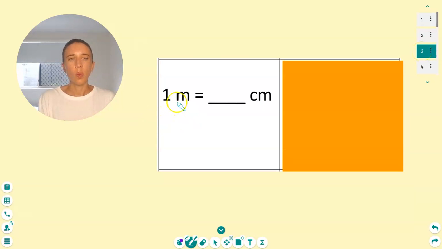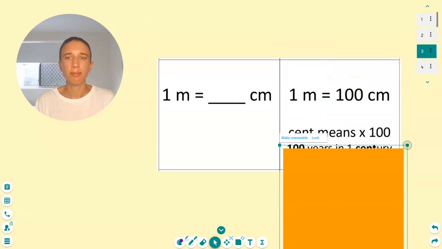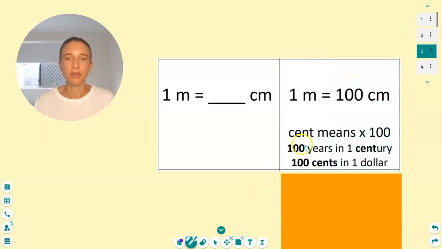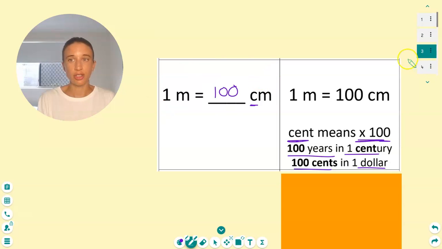This one, 1 meter is how many centimeters? Can you think about what that might be? All right, 1 meter is 100 centimeters because cent means times 100. And I remember that because there's 100 years in 1 century and there's 100 cents in $1. So centi means times 100. Another fact to lock in your mind.